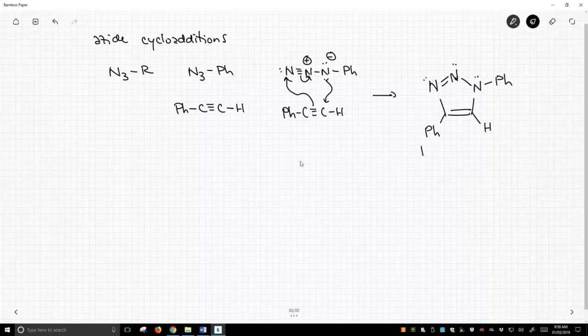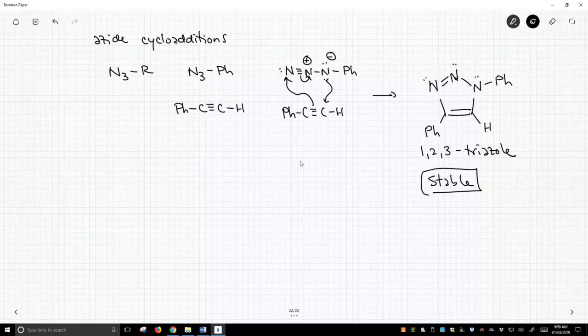This actually has a name. It's called a 1,2,3 triazole. And unlike what we saw with dipolar cycloadditions involving ozone, the triazole, this particular triazole, is stable. And triazoles in general are stable. So we can form this product and isolate it. And they're really well-behaved molecules. They're crystalline solids. They're just really easy to work with.